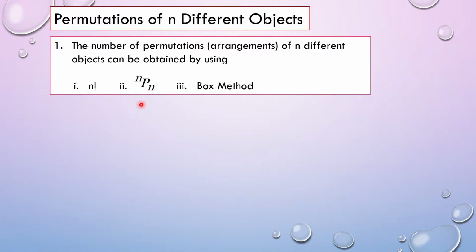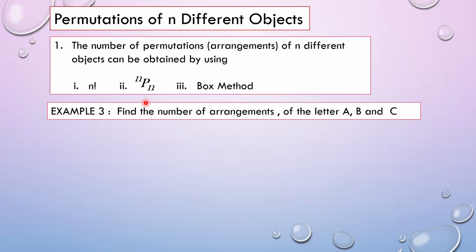If you look at your calculator, at the key multiply on top there, you can see the nPr. Later I'll explain how to use the nPr symbol. The third one is the box method. Now let's look at an example.